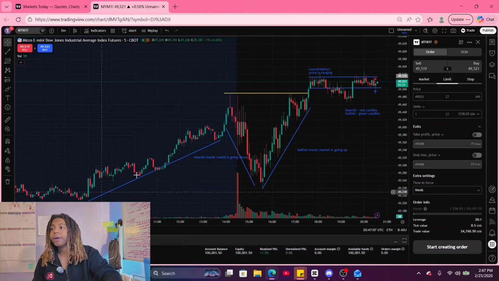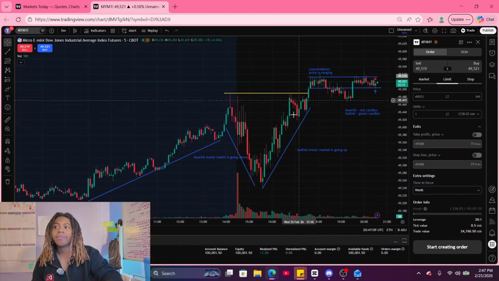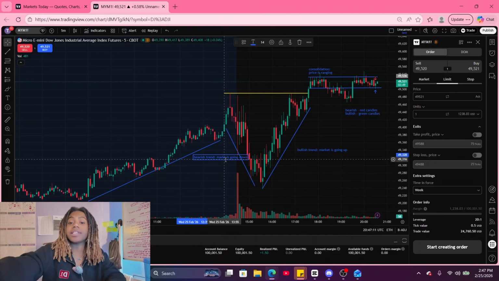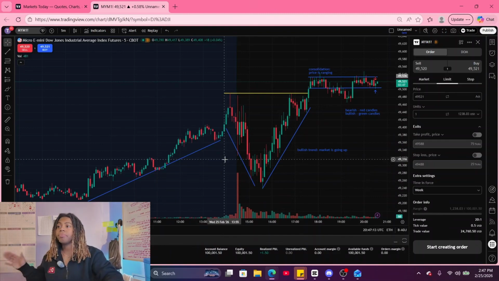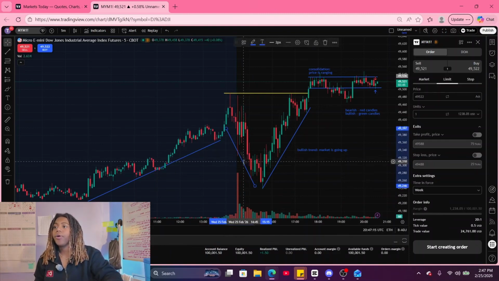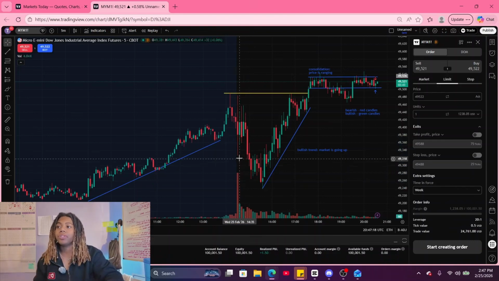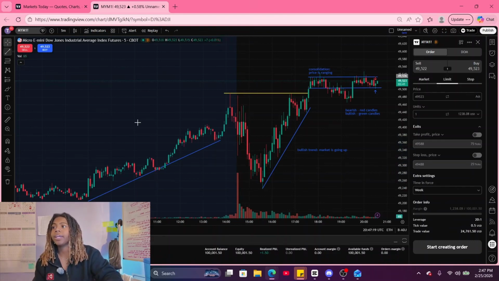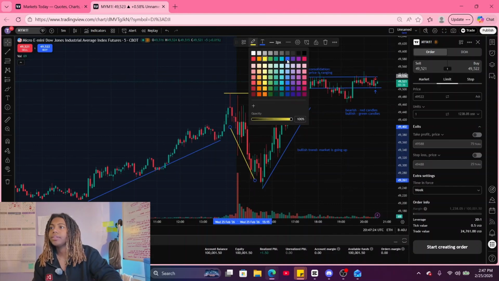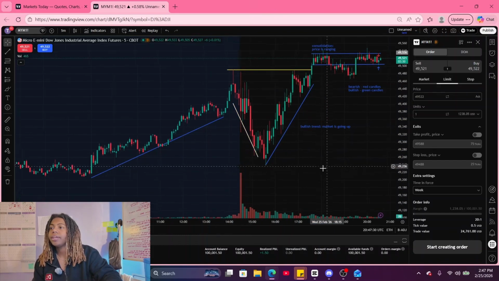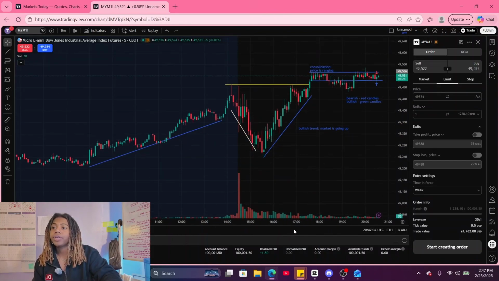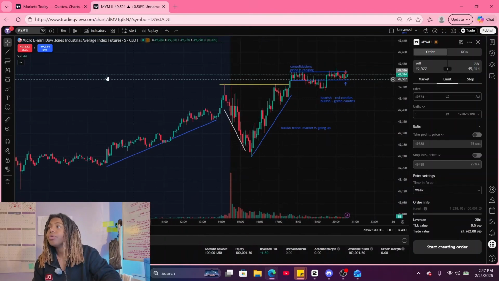So as you can see, market was going up, it had a pullback, and it came back down. So I would not consider this my actual bearish trend. The overall picture is still bullish. We just had a pullback in the market. So I'm going to make this a different color. Let's say, let's do white.